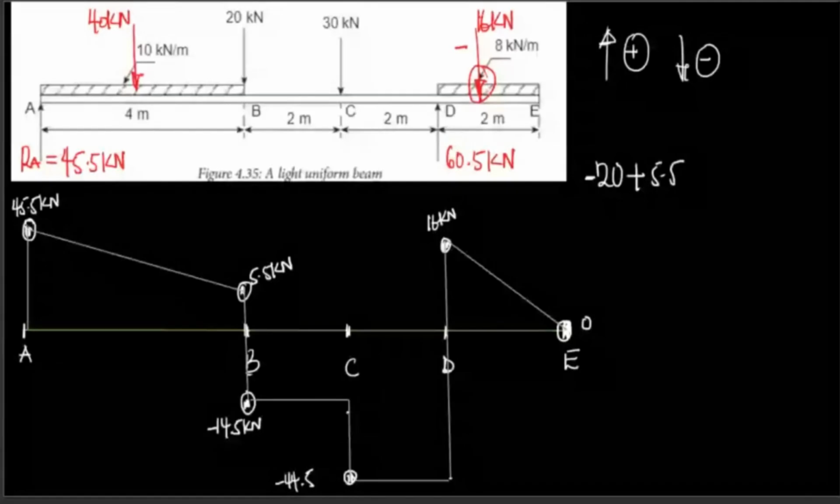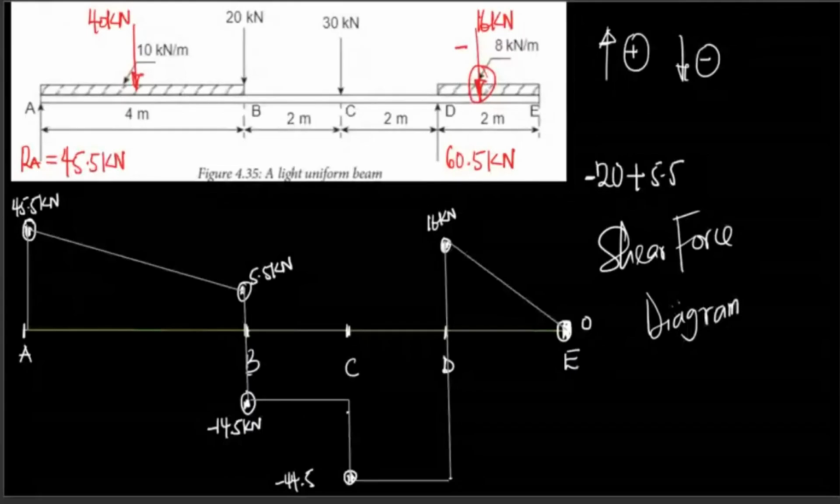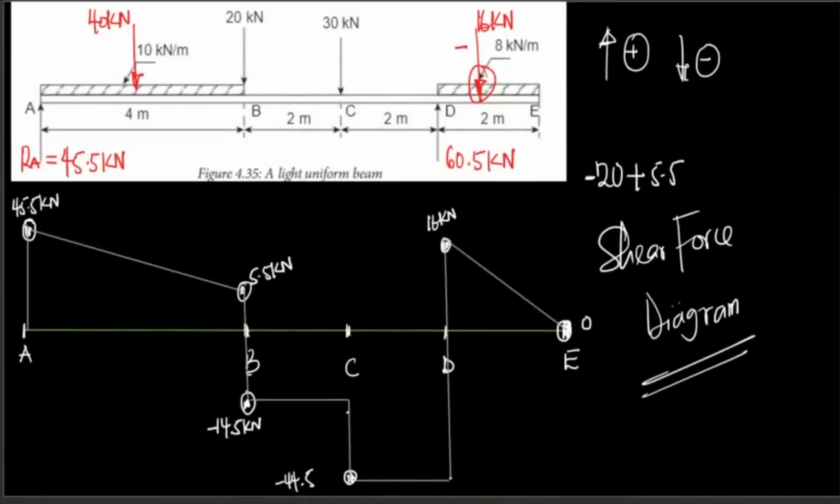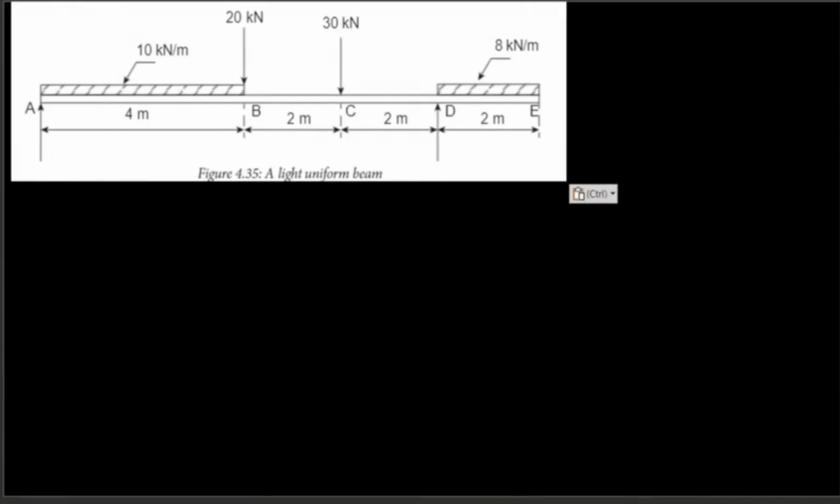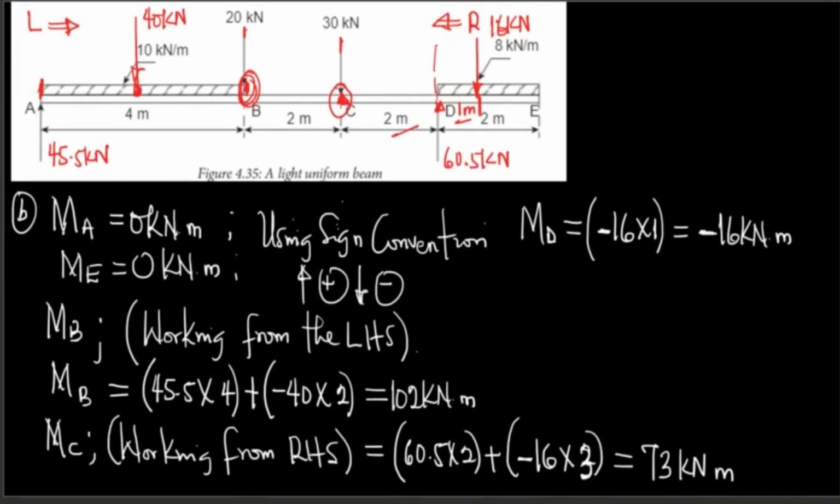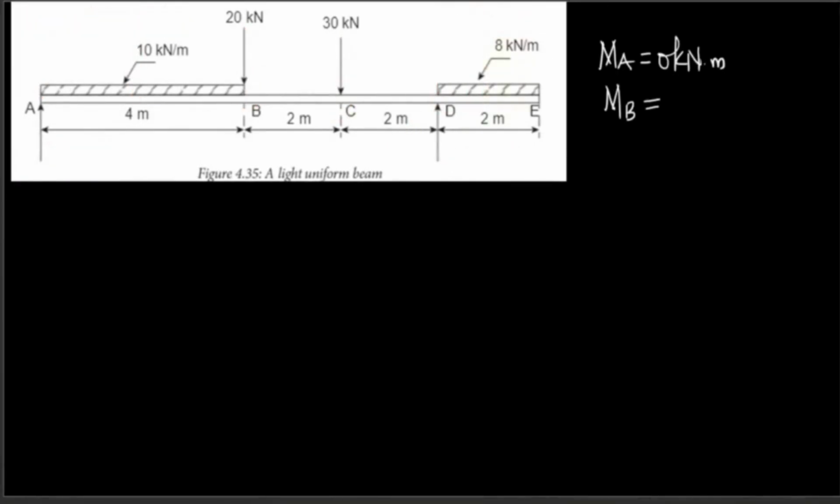Let's draw our bending moment diagram. So at this point here is where I need those values, so I'm going to be writing them here. Bending moment at A is equal to 0 kilonewton meters. Bending moment at B, what did we get there? Bending moment at B is 102.